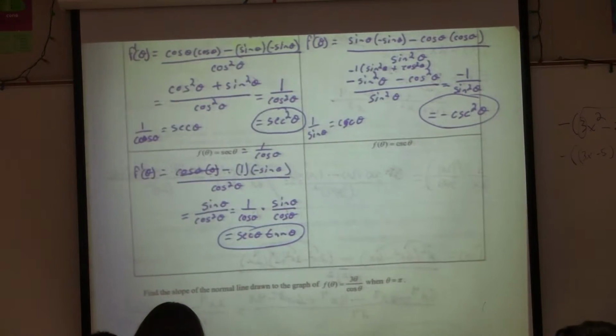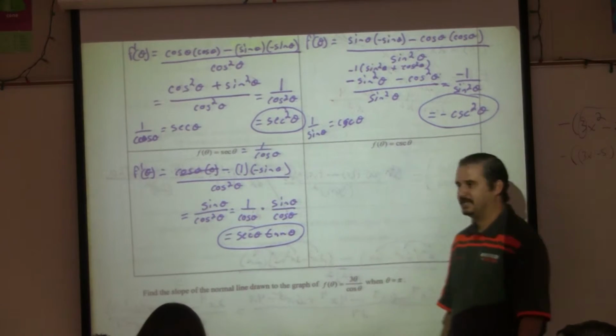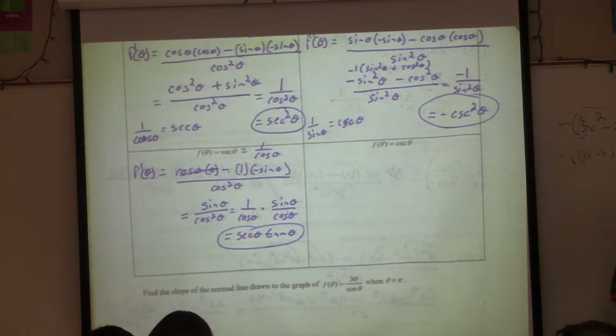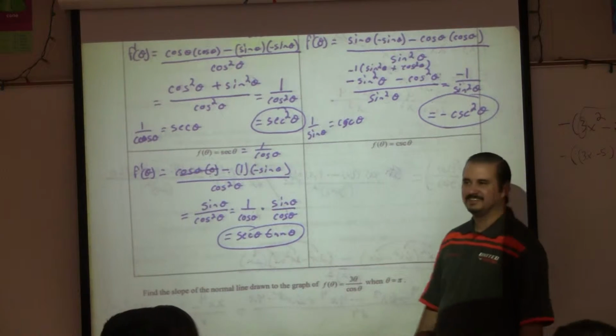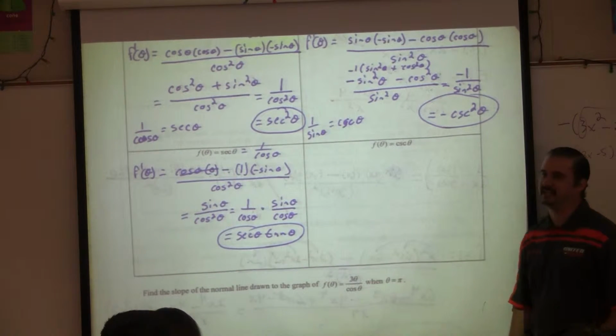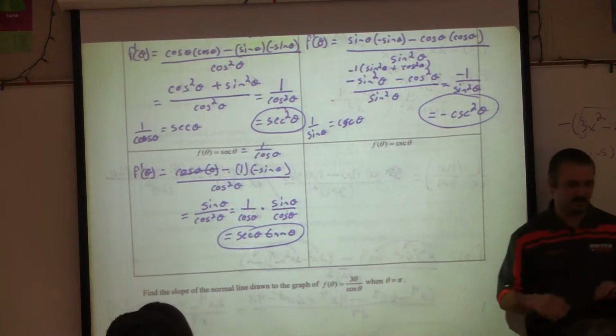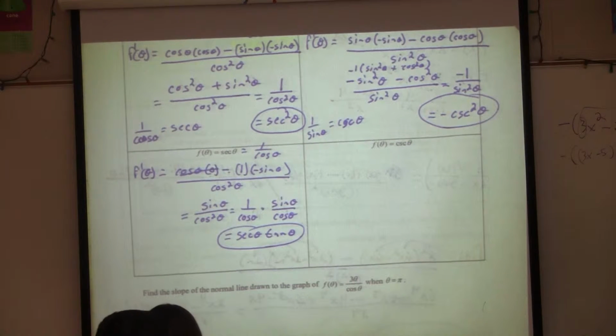What do you think the derivative of cosecant is going to be? Negative cosecant theta times cotangent? I think it'll be negative cosecant cotangent, with a negative. Why with a negative? Because of the C. The derivative of what starts with a C is negative. Very good.